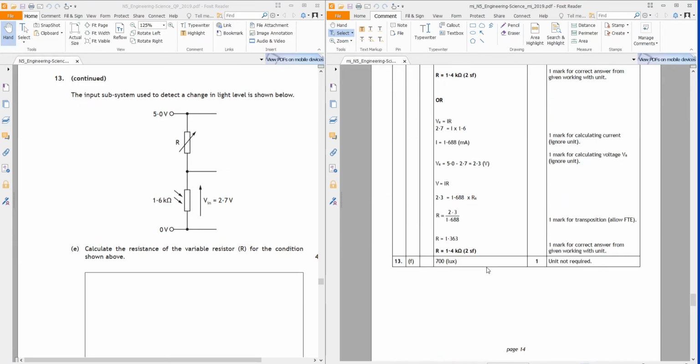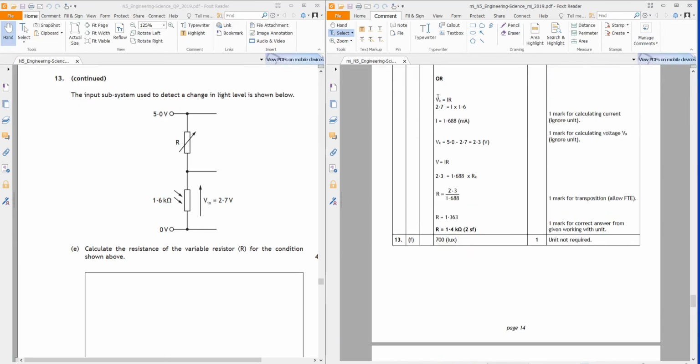Right. So there's two ways here. This is the way I've shown you. So if that's 2.7, that voltage there will be 2.3. If we know that 2.7, we know that's 1.6. I equals V over R. So we've got the current now. There we go.